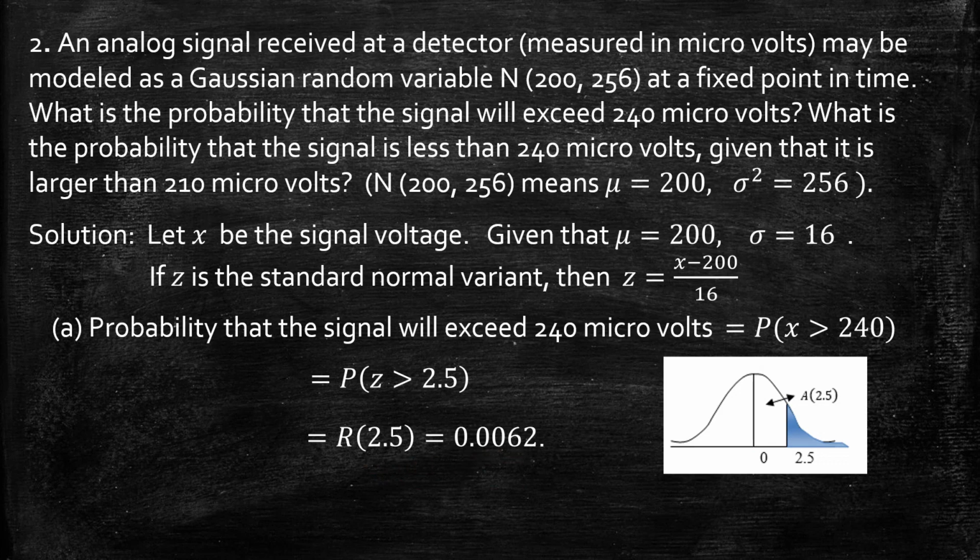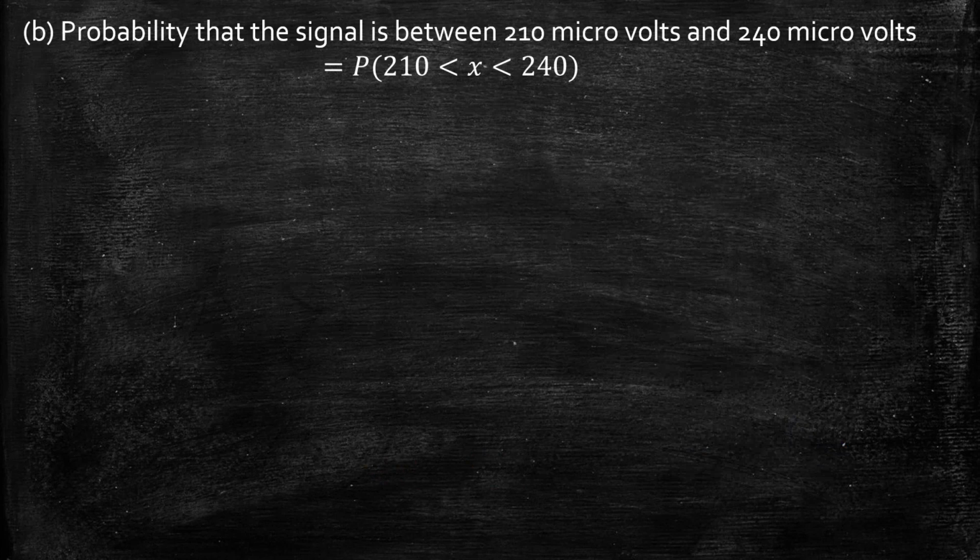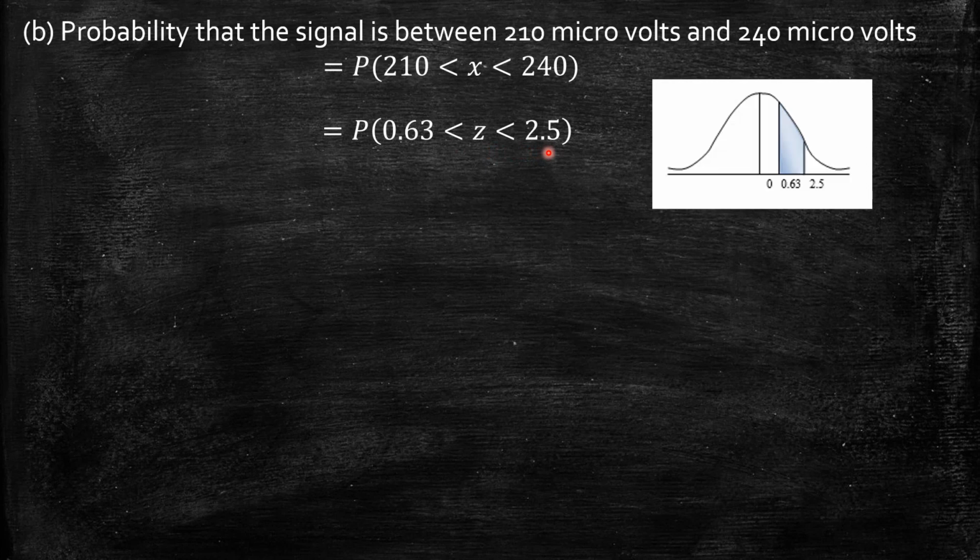The second question here is the probability that the signal is between 210 microvolts and 240 microvolts. That means the probability ranging from 210 to 240. Now convert this to z, the standard normal variable. When x is 210, z is 0.63. When x is 240, z is 2.5. So I need now the probability 0.63 less than z less than 2.5, that means the area under the curve from 0.63 to 2.5.